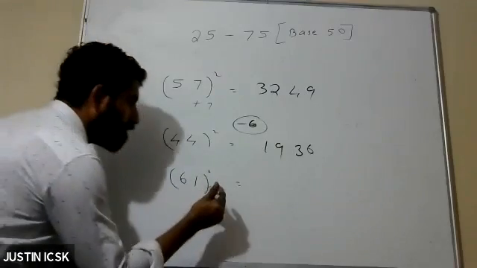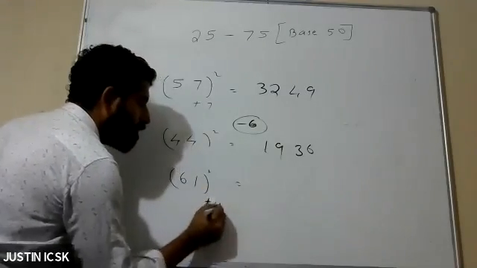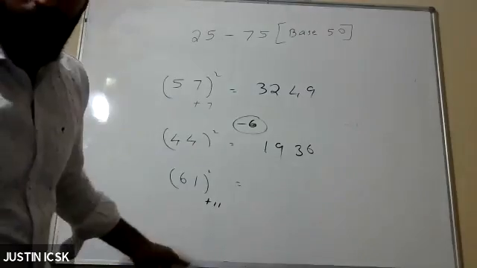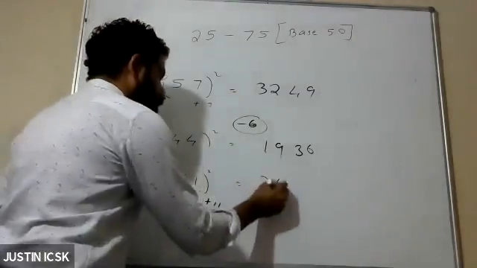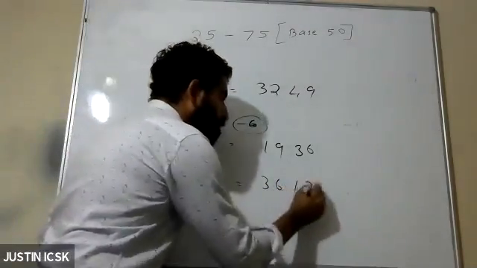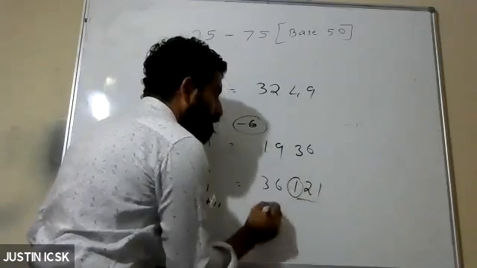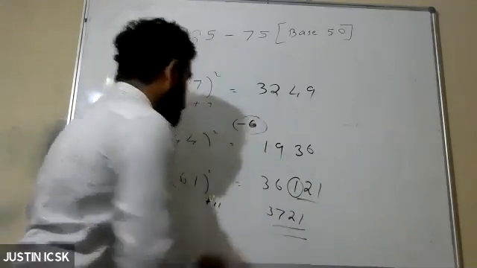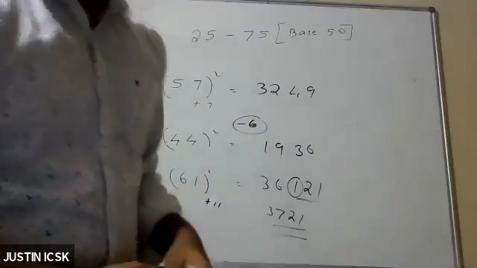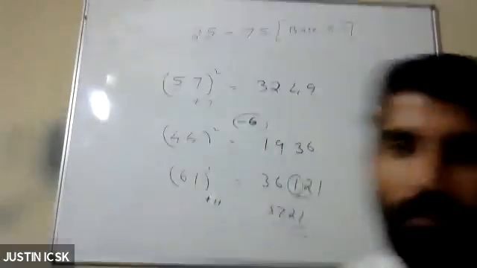So 61. 61 is plus 11. 25 plus 11 is 36. 11 square is 121. I told you two digits. So take this one. 3721. Right?